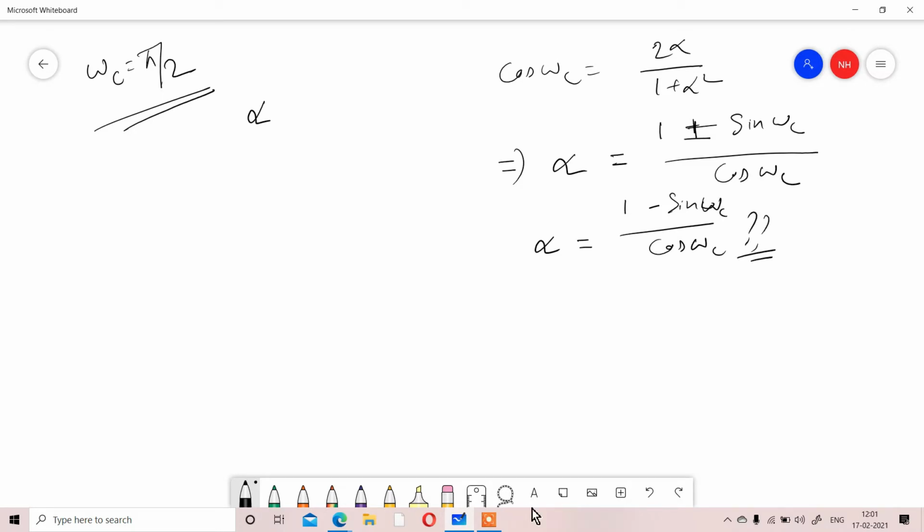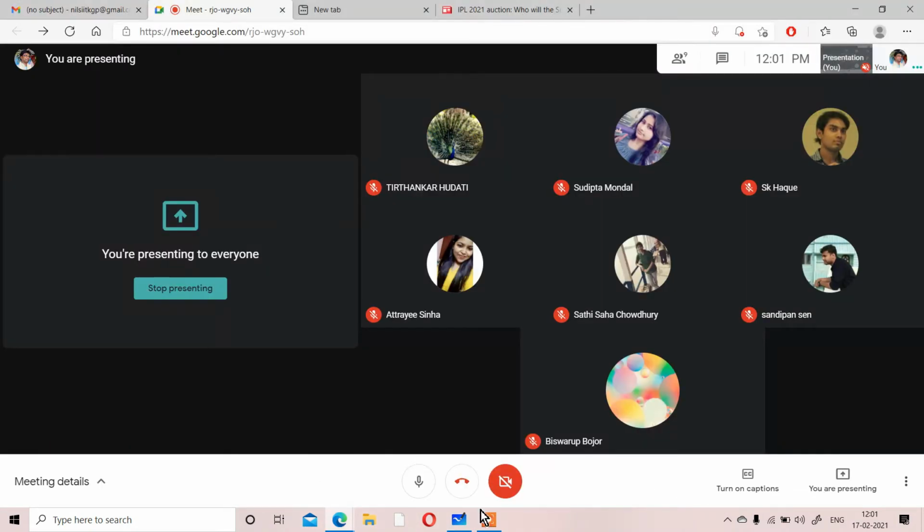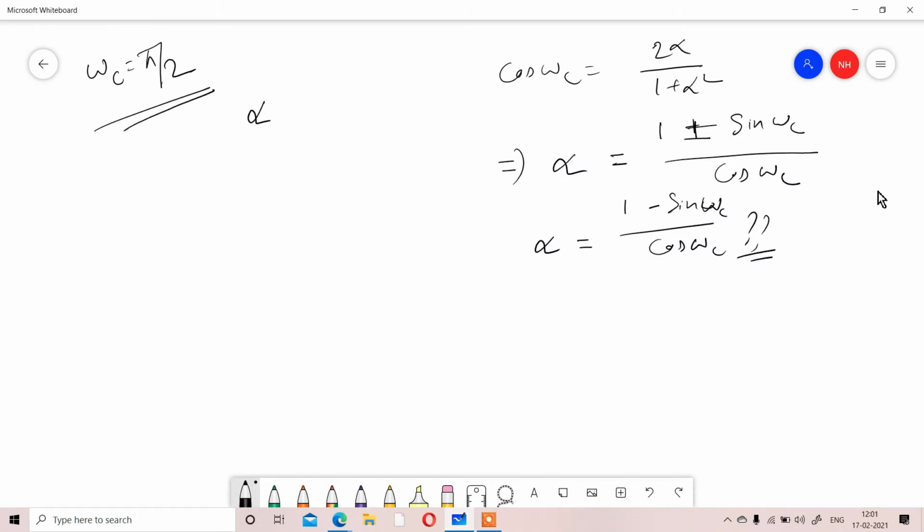Can you tell me why? Simply cos omega c is equal to 2 alpha by 1 plus alpha square. From here we are calculating the alpha value. That alpha value will be 1 plus minus sine omega c by cos omega c. And from here I am not considering the plus value, just I am considering the minus value. Can you tell me why? Anyone? Okay.